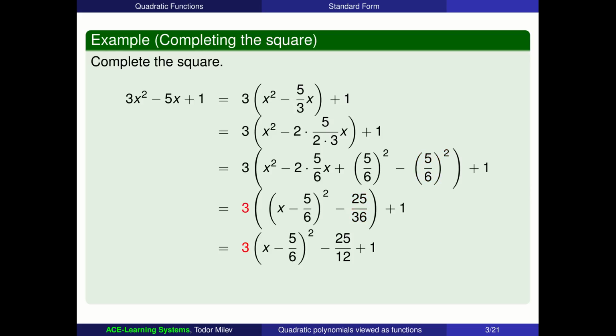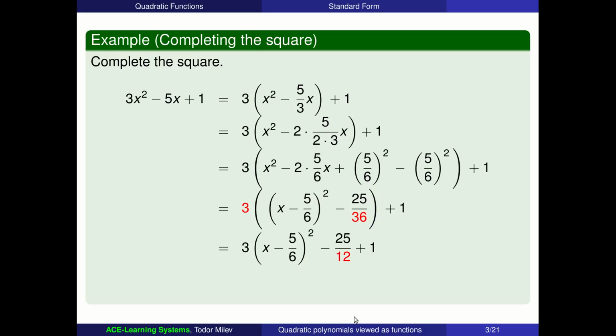So let me multiply 3 out by the square. And of course, when you take 3 and multiply it by 25/36, we'd be getting 3 times 25/36. But 36 is divisible by 3, so we can cancel out to 12, right? Because 3 times 12 is 36. So we get here 12.